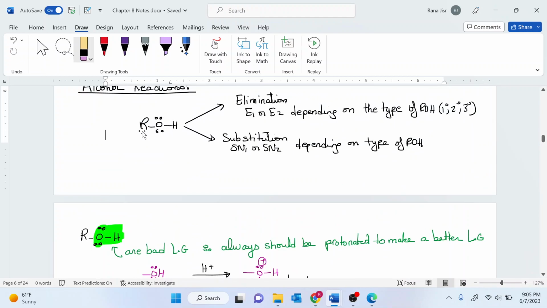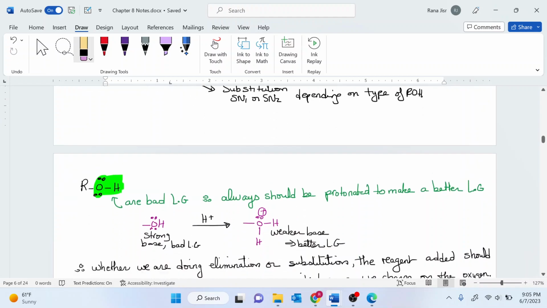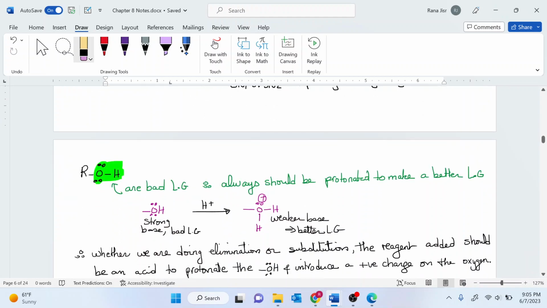So any reagent that you want to react with the alcohol has to be an acid so that it will protonate the oxygen. It either has to be a Bronsted-Lowry acid or a Lewis acid, some form of an acid so that it can either protonate the oxygen or introduce a plus charge to the oxygen to make it a better leaving group. When oxygen is in the form of a lone pair, this is basic. And the stronger the base, the worse the leaving group. This is why you have to introduce a plus charge on the oxygen to make it a weaker base and a better leaving group.